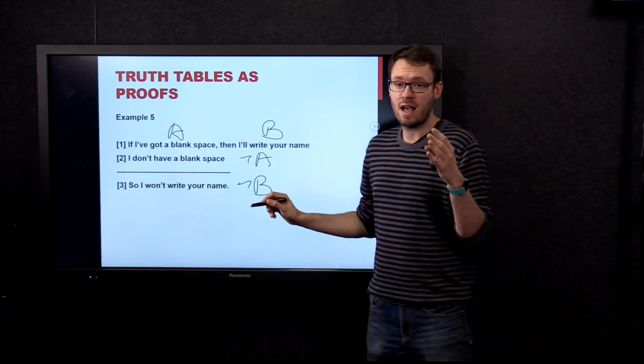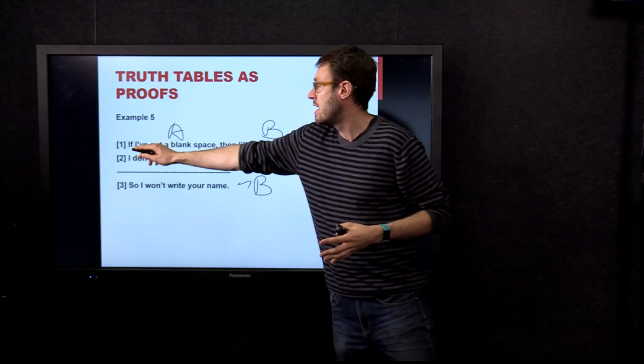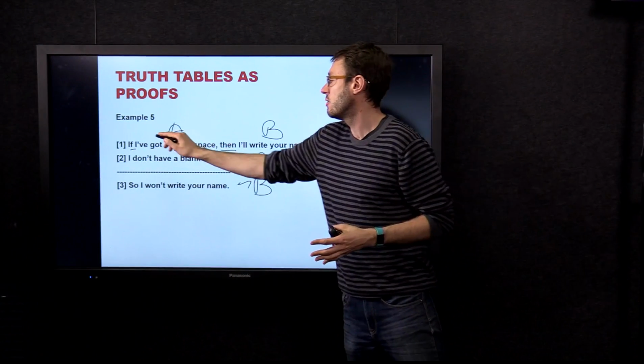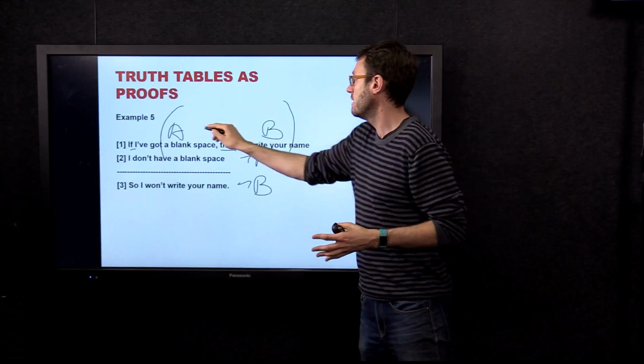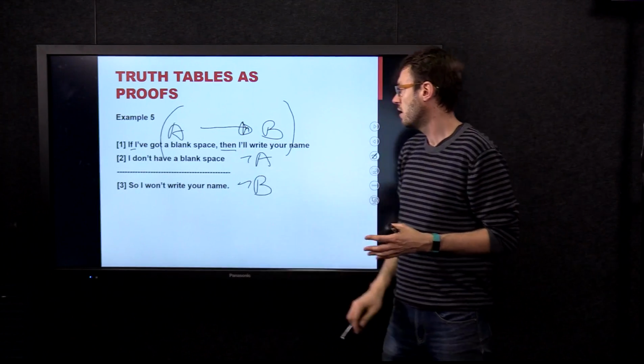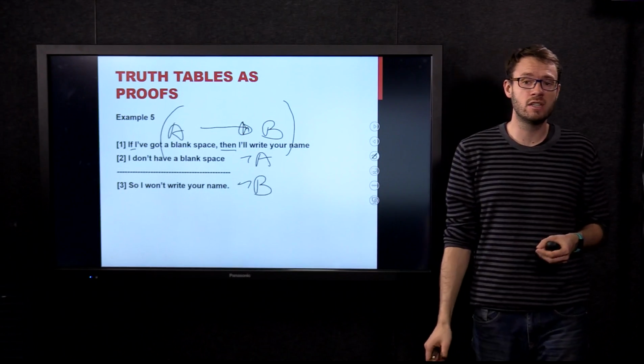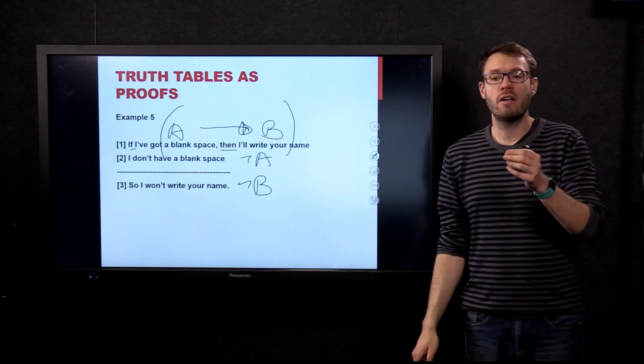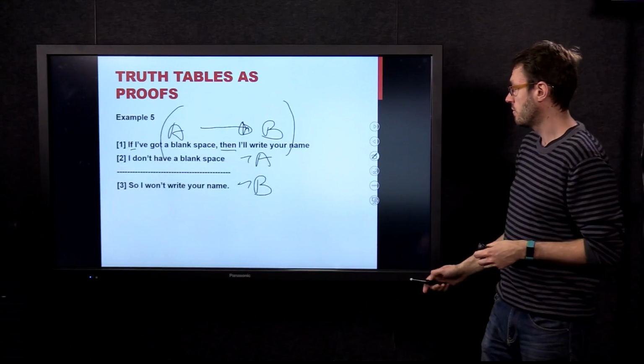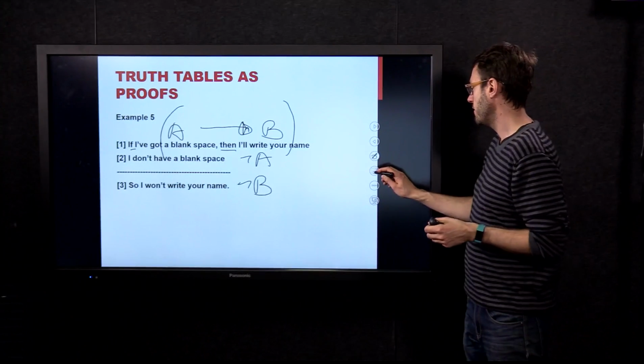Now we've just got to work out the logical structure of that first premise. Because we've got this if-then situation, we know that this is going to be a conditional. Okay, so that's the structure of our argument. If A, then B. Not A, therefore not B. Is it a valid argument? Let's find out.